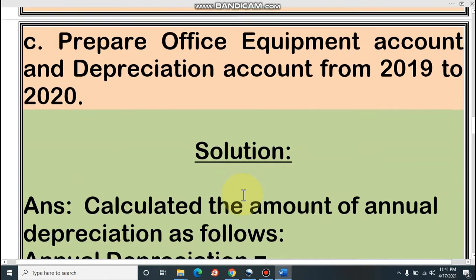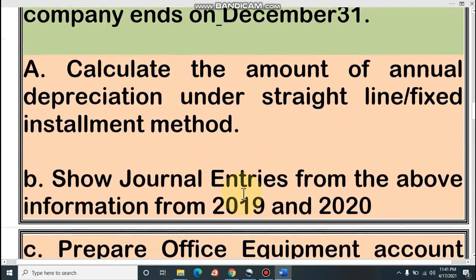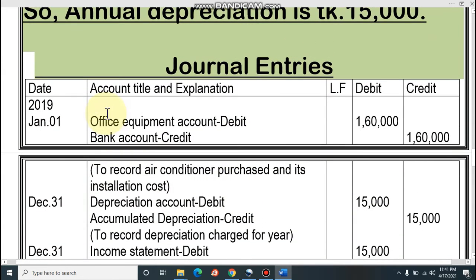For journal entries, last class you learned that at first we have to give a journal entry for the purchase of assets. If you purchase any asset, here we purchase office equipment, so office equipment account debit, and our bank money will decrease for purchasing the asset, so bank account credit. That means for buying any asset, the concerned asset account will be debit and bank account credit. If we buy a machine, machine account debit. If you buy furniture, then furniture account debit and bank account credit. Whatever asset we purchase, that asset account will be debited and bank account will be credited.